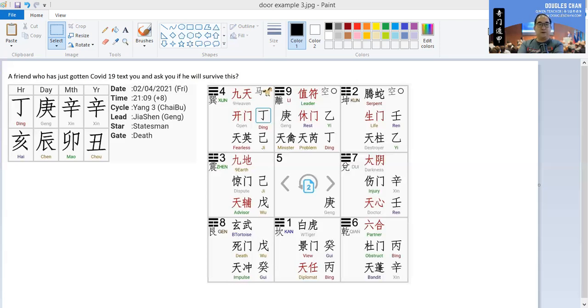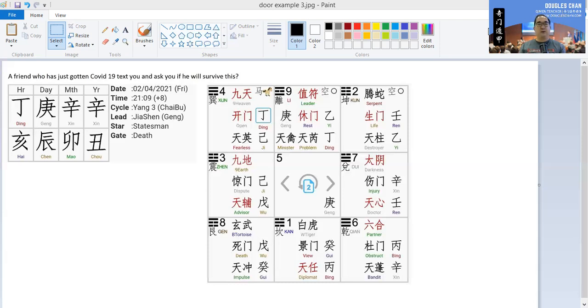So in this case study, we are talking about a friend who has just contracted COVID-19 and texts you to ask if he will survive this particular incident. It's happening on April the 2nd, 2021, and he texted somewhere around 9 p.m. So in this Qi Men Dun Jia case study, we are looking at this chart to see whether this person is able to survive this particular situation.